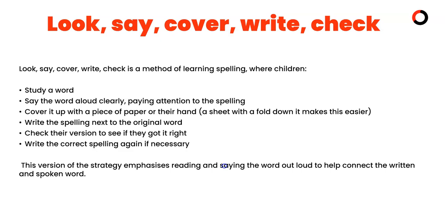The intervention uses the look, say, cover, write, check, which is where you study your word, say the word aloud clearly, pay attention to the spelling, cover it up with a piece of paper or the hand, write the spelling next to the original word, check their version to see if they got it right, write the correct spelling again if necessary. And this version of the strategy emphasizes reading and saying the word aloud to help connect the written and spoken word.